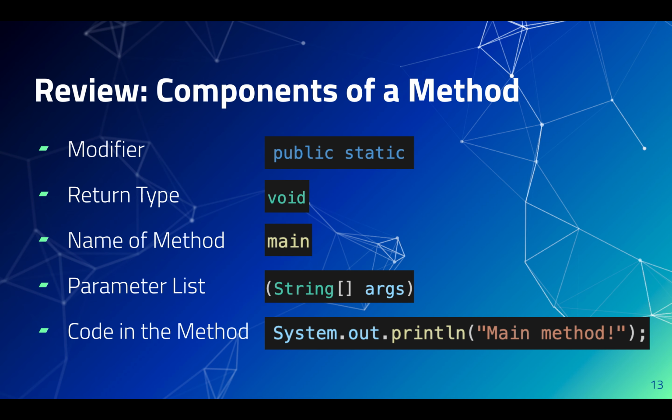So here's a review of the 5 components of a method, and we're going to be using the main method as an example. So we have our modifier, which is public static, and then we have void, which means no return type, and then we have the name of the method, which is main, and we have our parameter list, which is a string array, which we'll learn later, and the name of that variable, and then we have the code in the method, which is just printing out main method.